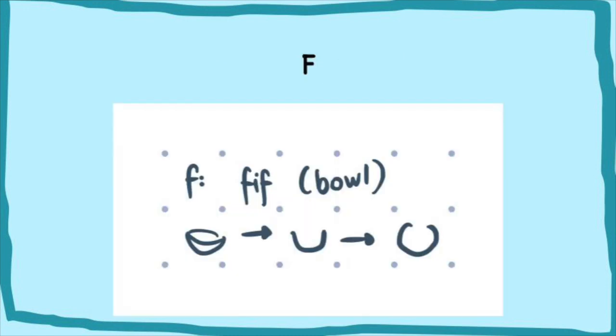Fa. This letter comes from the word fief, meaning bull. It evolved from the drawing of a bull. The letter is written in one stroke from left to right. Its name is faf.